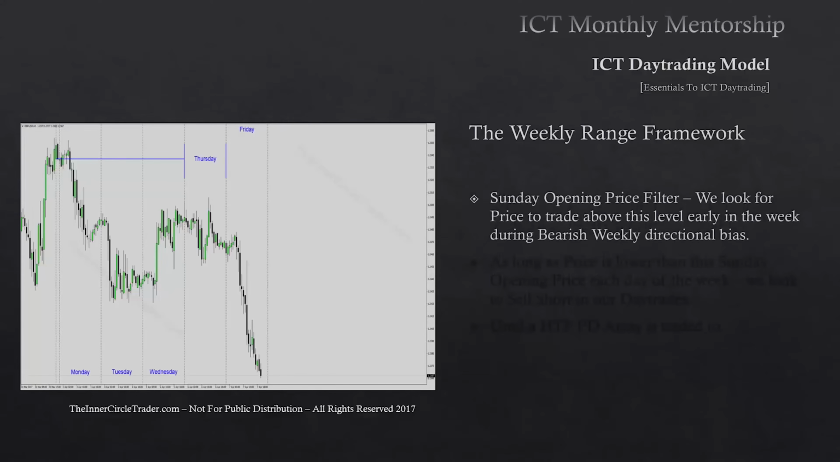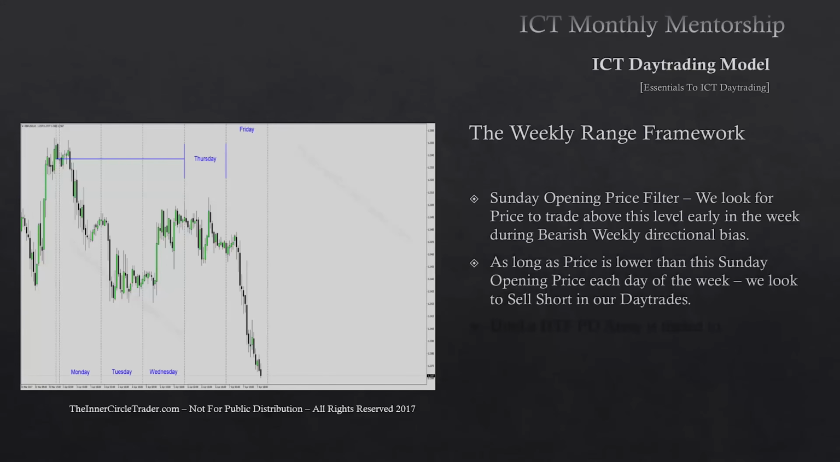But the Sunday opening price filter, we look for price to trade above this level generally early in the week during bearish weekly directional bias. In other words, we're expecting price to trade down away from a PD array that's a premium. We've seen price move up into a premium. It's already traded. IPDA's already fulfilled a premium level. So therefore, we're expecting expansion on the downside. And we see the opening price, and then price starts to trade up Sunday and going into Monday, trades above it. So therefore, we're seeing a little bit of a Judas swing. That's the criteria we're looking for.